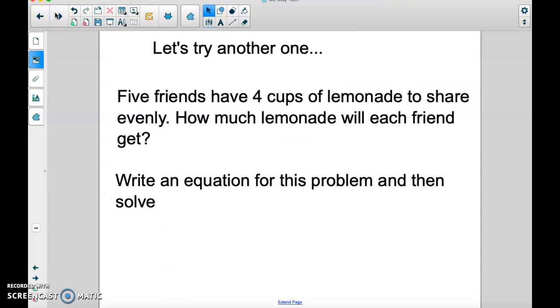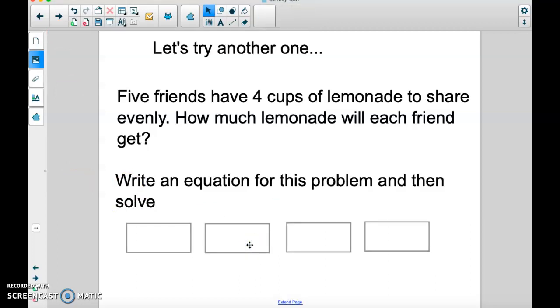Okay. So 5 friends have 4 cups of lemonade to share evenly. How much lemonade will each friend get? So I want you to pause the video and solve this one. Remember, we're starting with 4 cups of lemonade, right? So go ahead and solve it, and then when you're ready, hit unpause. Okay, so we're starting with 4 cups of lemonade. So here are my yummy looking 4 cups of lemonade.